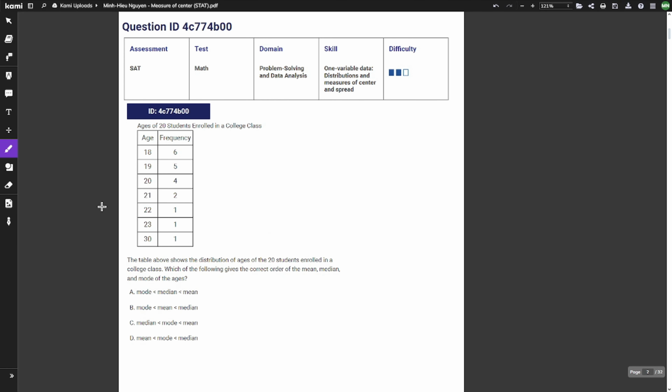Question number 2. The table above shows the distribution of ages of the 20 students enrolled in a college class. Which of the following gives the correct order of the mean, median, and mode of the ages? So here we need three pieces of information: the mean, the median, and the mode. And if you remember, you can find the mean and the median in Desmos. So let me quickly pull up Desmos.